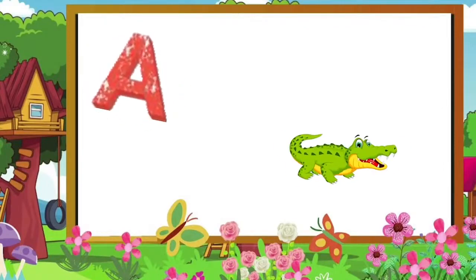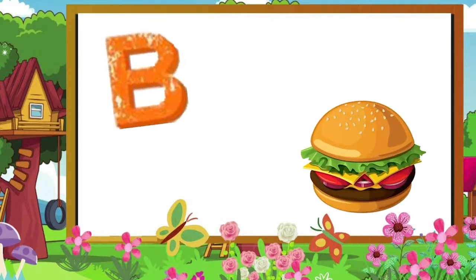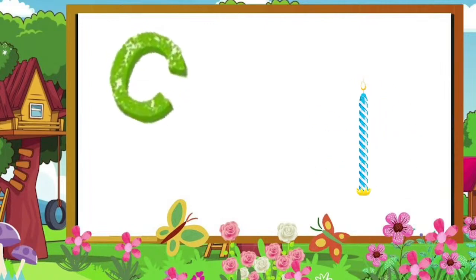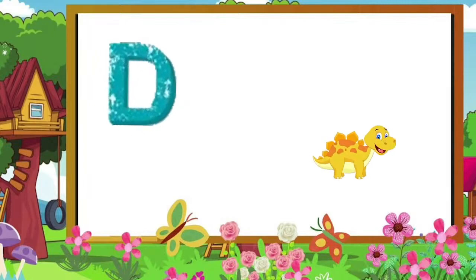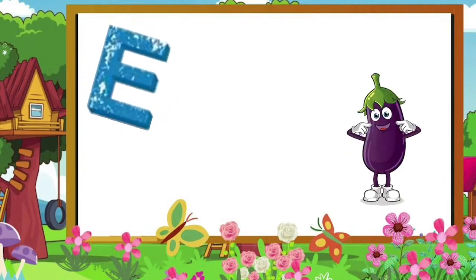A for alligator, A for axe. B for burger, B for bus. C for crab and C for candy. D for dinosaur, D for dice. E for egg, E for eggplant.